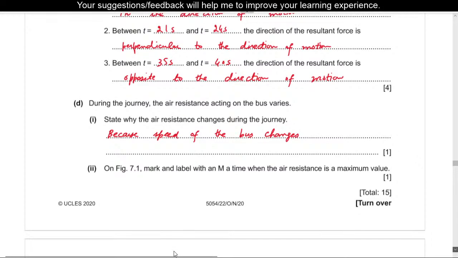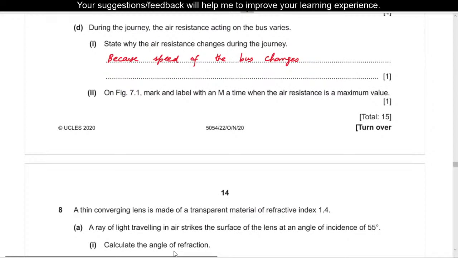Part 2. On figure 7.1, mark and label with an M a time when the air resistance is a maximum value. So air resistance will be maximum when the speed of the bus is maximum. And we saw that the speed of the bus is maximum during the straight line segment on the graph. It corresponds to the straight line segment on the graph.